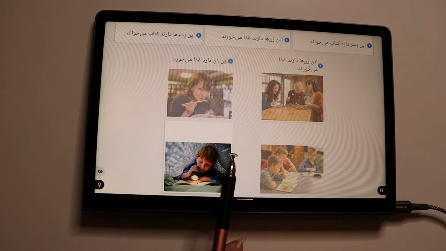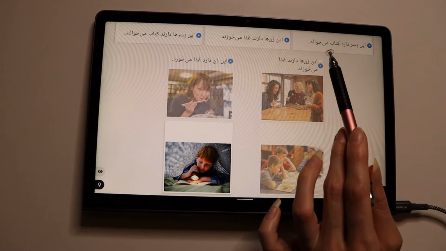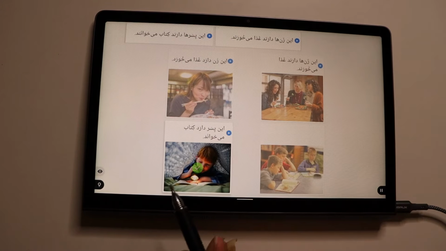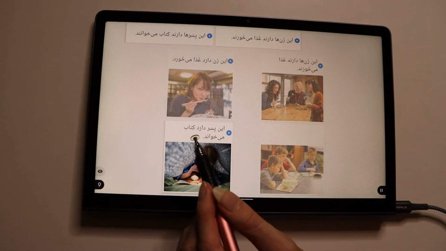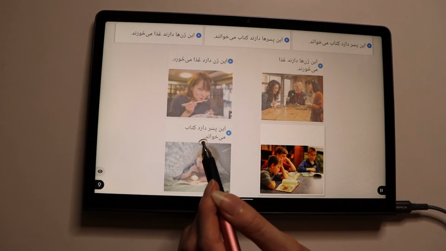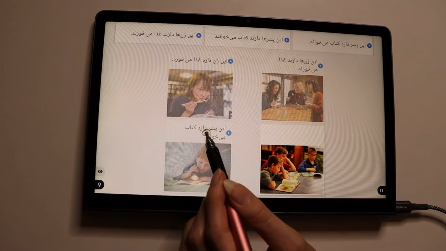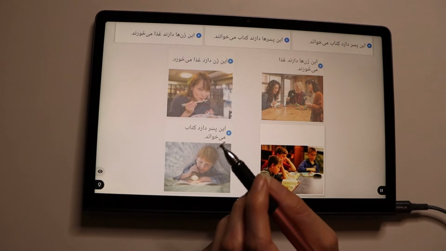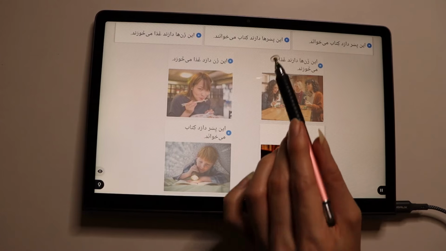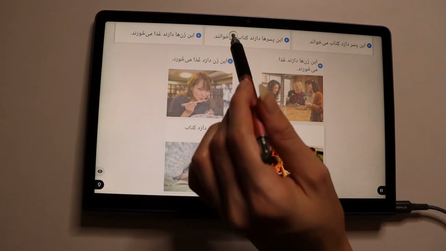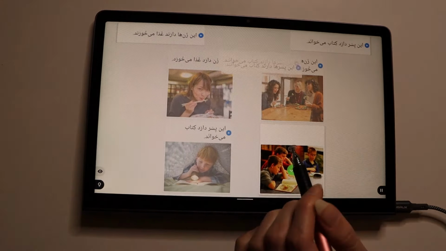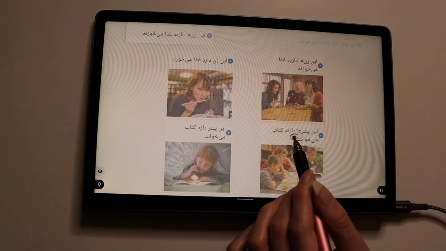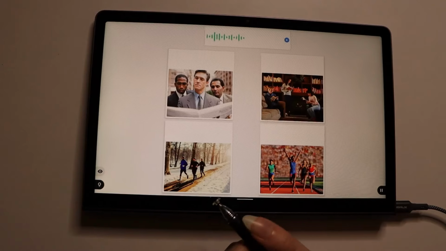Now the boy is reading. این پسر دارد کتاب می‌خواند. این پسر دارد کتاب می‌خواند. And now multiple boys are reading. این پسرها دارند کتاب می‌خوانند.